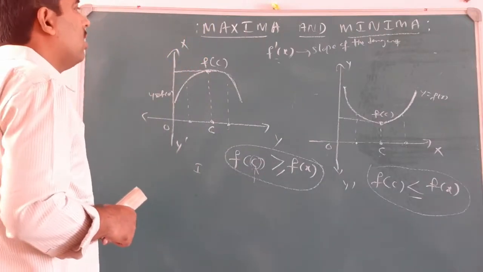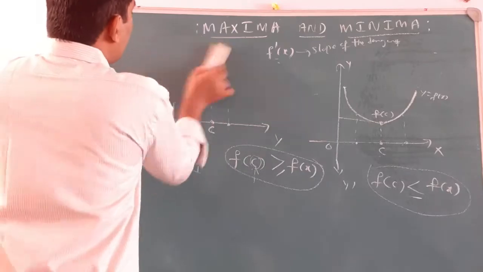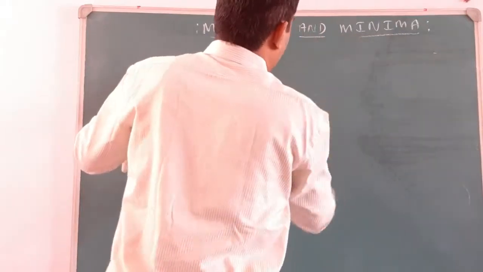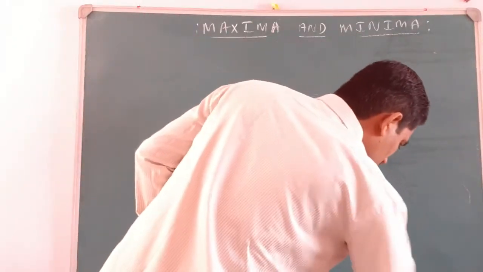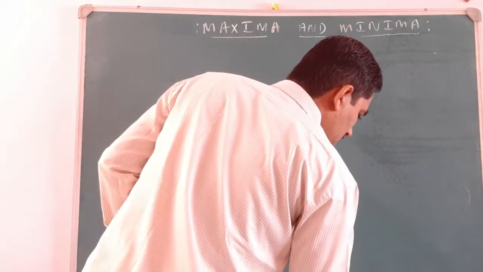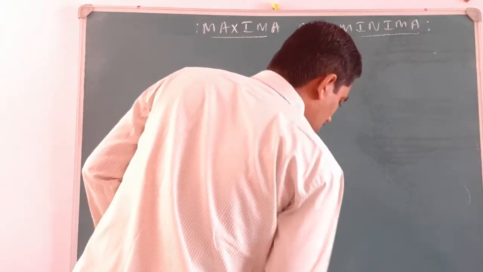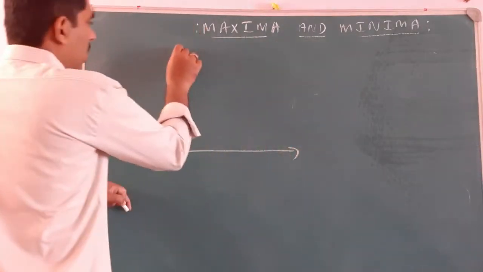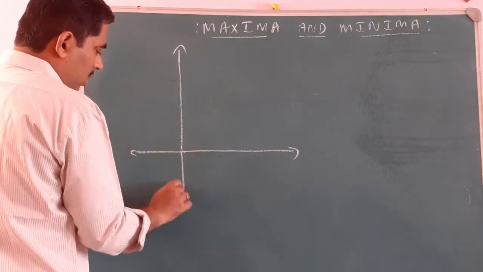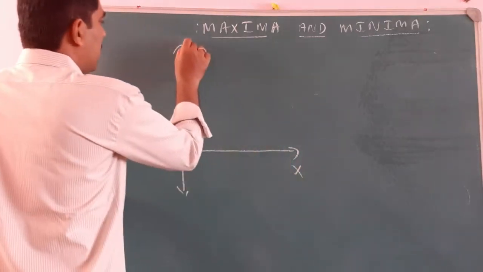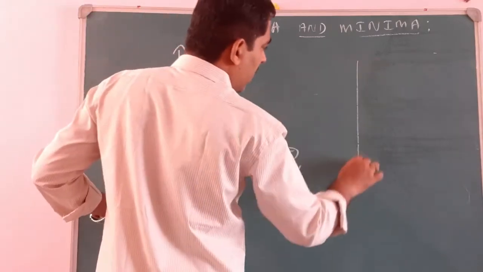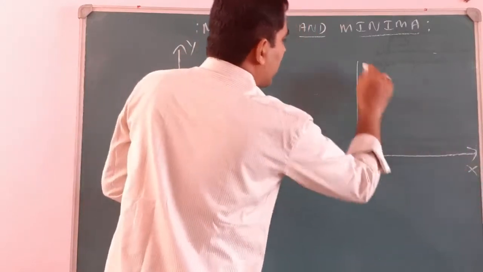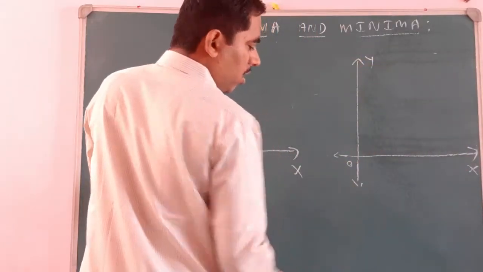Then let me consider another concept here. So let us draw it again. Let me draw the graph roughly. Observe carefully. This is the x-axis and this is the y-axis. Let me draw it again here. I will draw the same graphs. So x-axis and y-axis, and this is the origin.